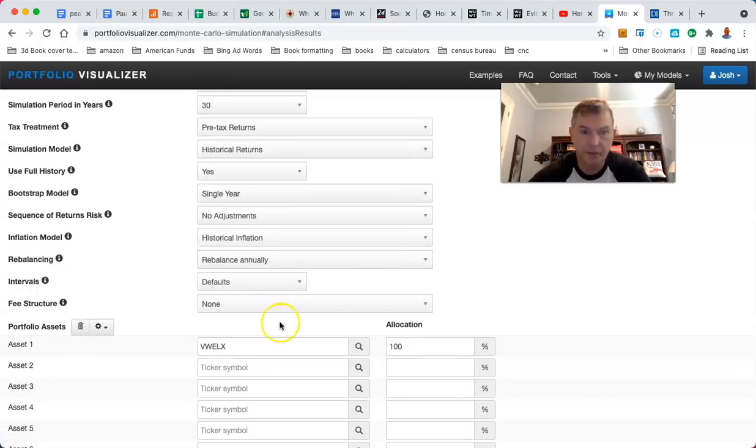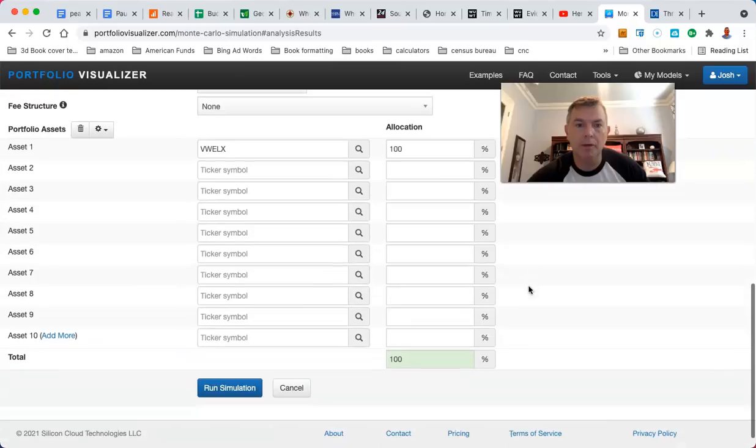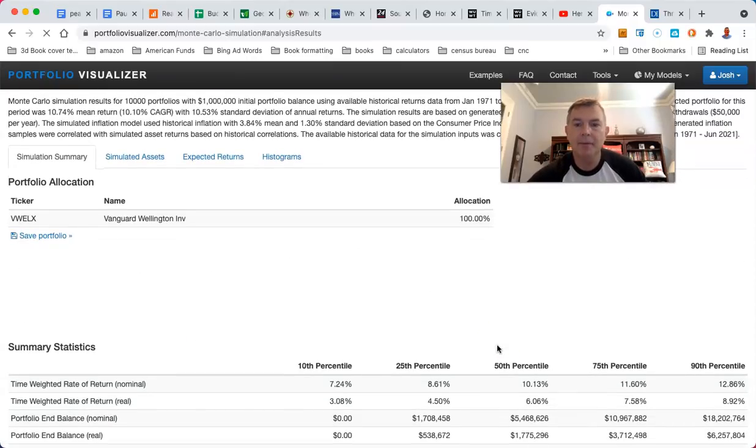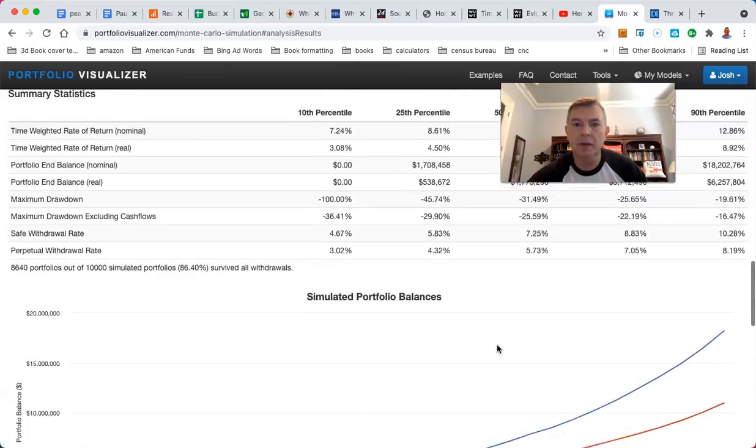It seems like I'm missing fee structure. You can add fee structure. That's what I'm able to do because I bought the Pro model. You don't need all that, but. Inflation historical. Okay, good. So what we're going to do here is hit run simulation, and it's going to come back, and we're going to see a graph right here.